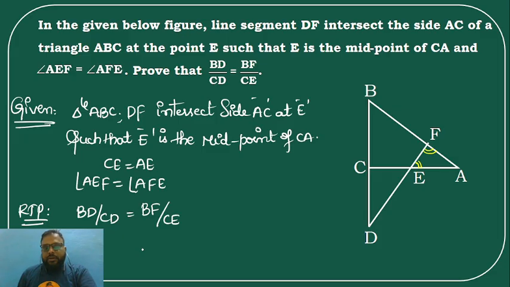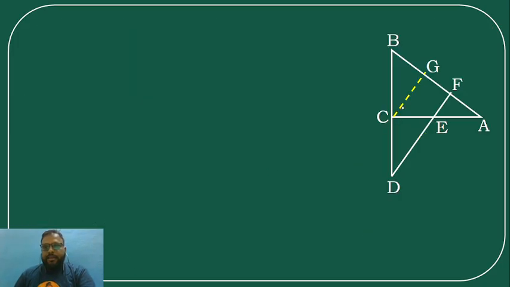Now, construction, one step I will do. I will draw CG parallel to EF, where G is the point on AB. This is the construction part. See, this is CG that is drawn parallel to EF. So now let us go with the proof for this.